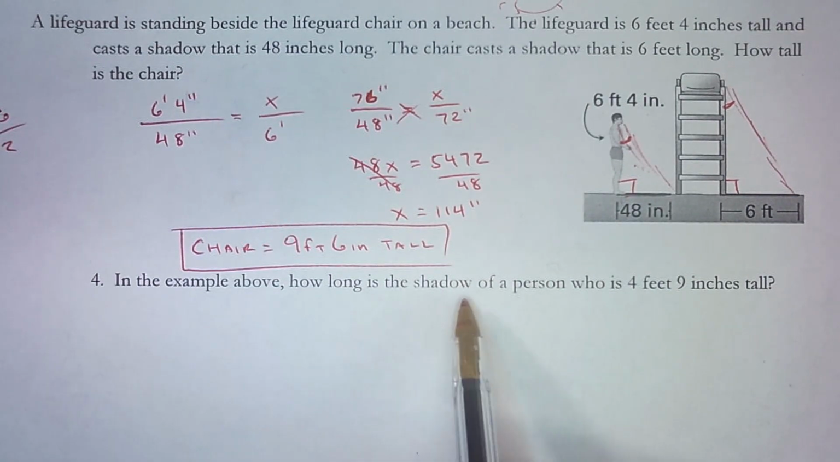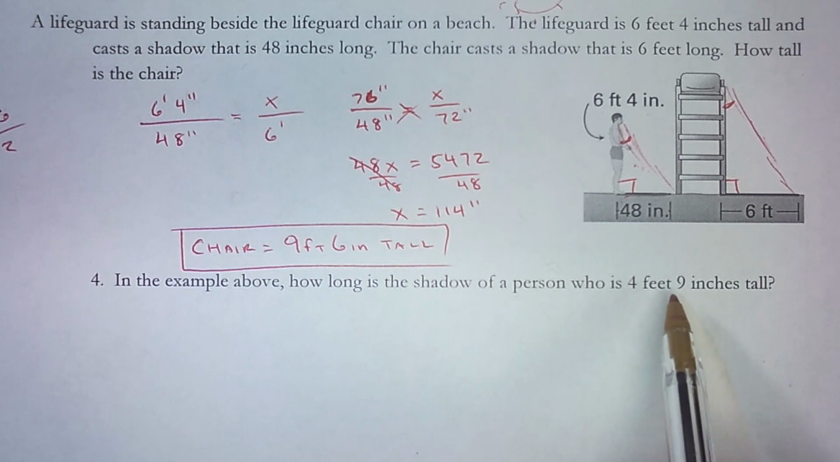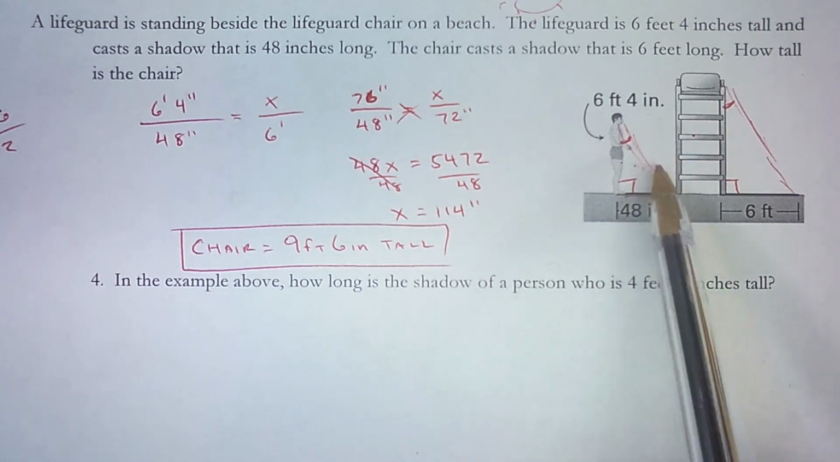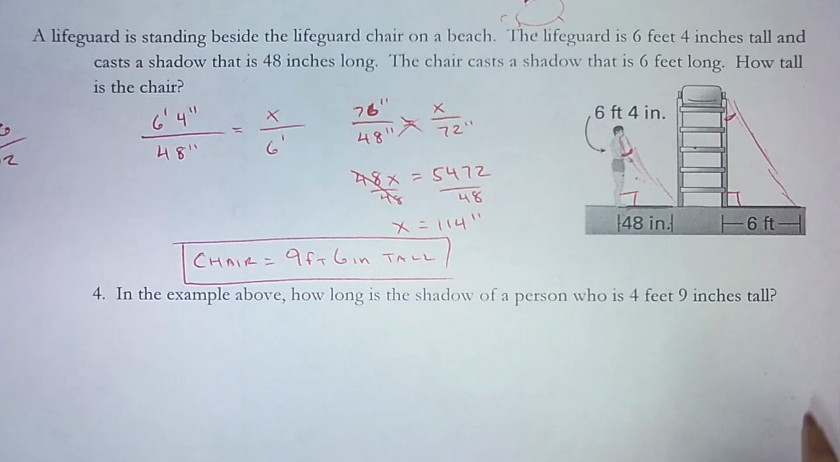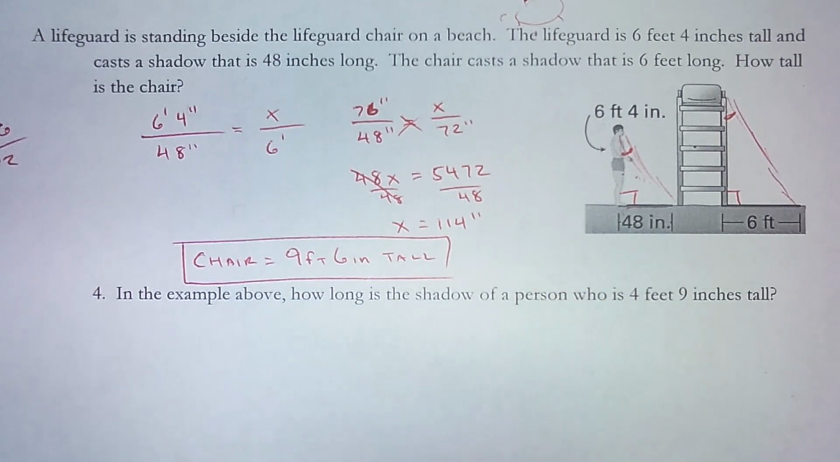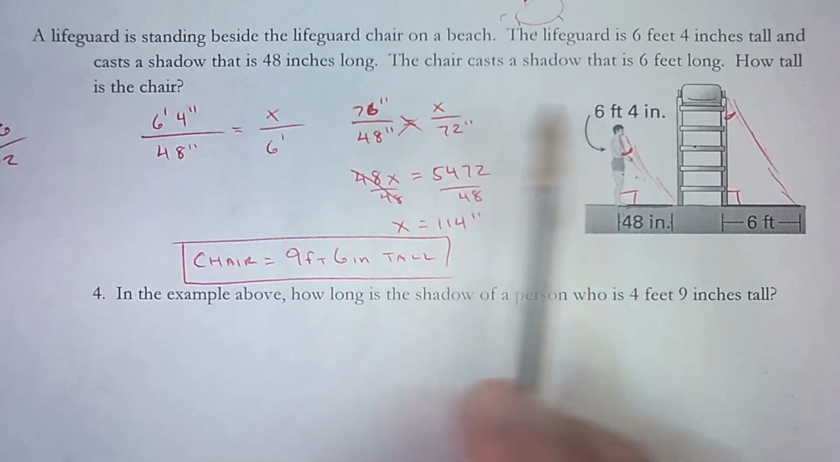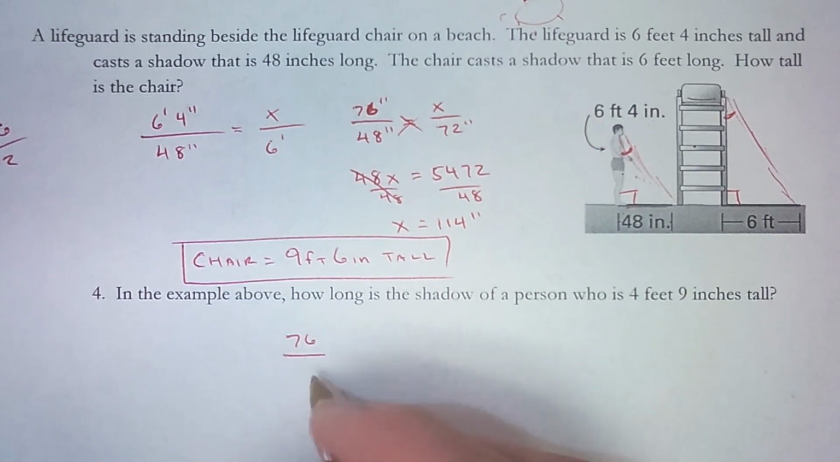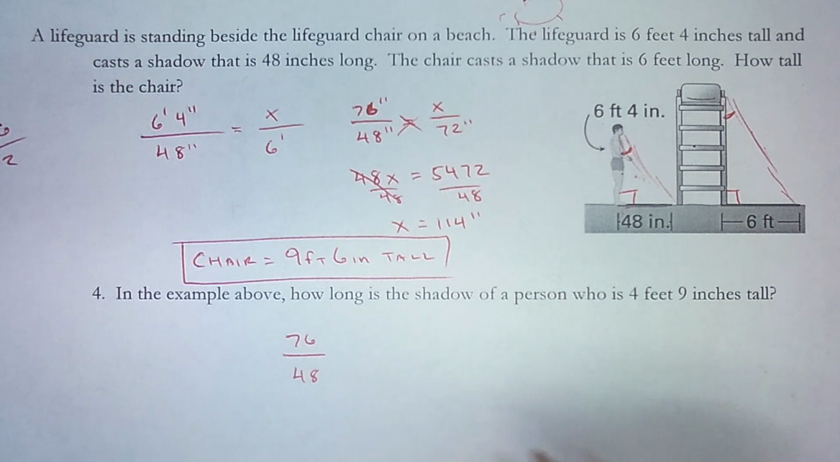So in that example, how long is the shadow of a person who is 4 feet 9 inches tall? Okay, so we can compare either the chair to this person, or we can compare the lifeguard. Let's compare the lifeguard to this person. So we have a lifeguard who is 6'4", which is 76 inches, and casts a 48-inch shadow.